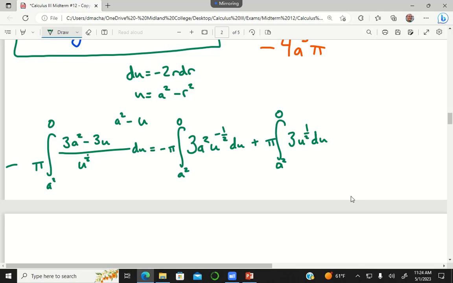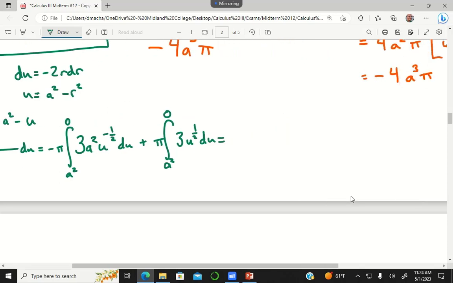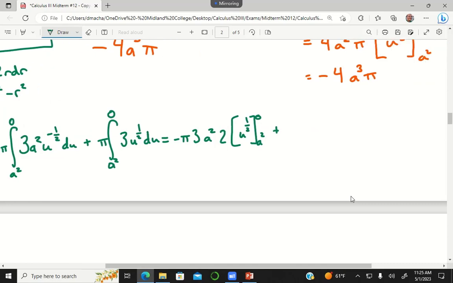So for this, the first one is going to be negative pi times 3a squared, and then we pick up another 2, and then we get square root of u at 0 and a squared, plus, and for the second one, we get 3 pi times 2/3 u to the 3/2 power at a squared and 0.